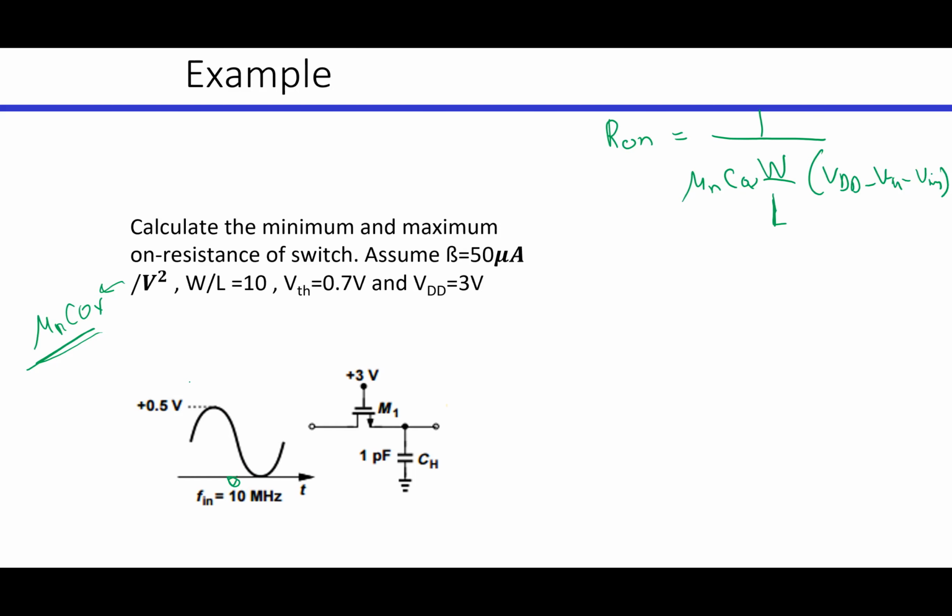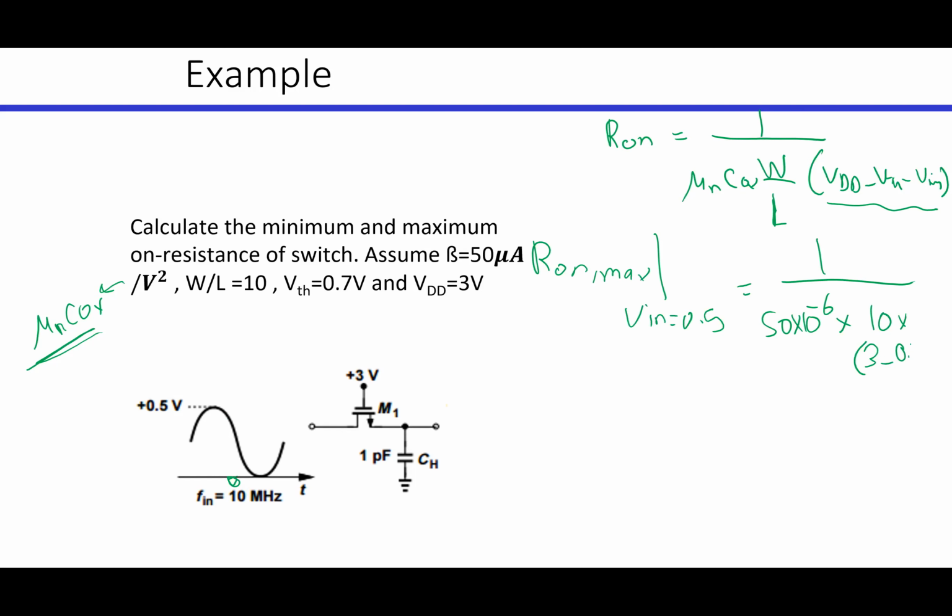Vn is 0.5 volt actually. Yes, when this term goes smaller, your R-on goes up. So R-on will be max when Vn equals 0.5 volt. And this is 1 over 550 times 10 to the power minus 6 times 10, W over L, with VDD 3 minus V threshold 0.7 minus 0.5. So now you find the value.